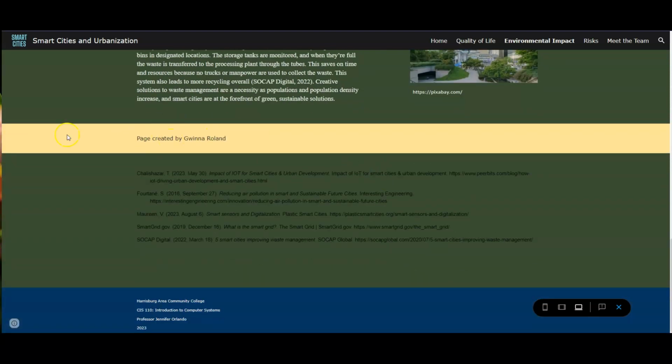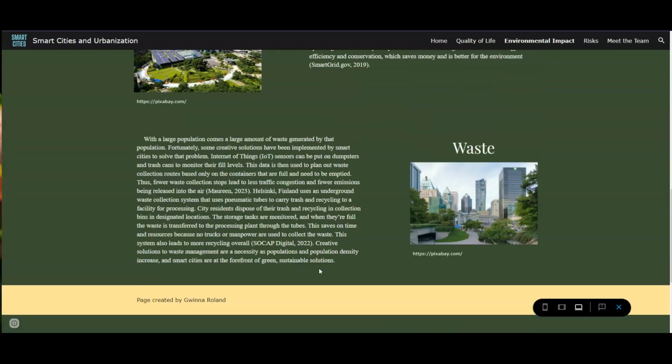Down here I have my resources. We all put our resources down at the bottom of our page instead of creating a separate resource page.